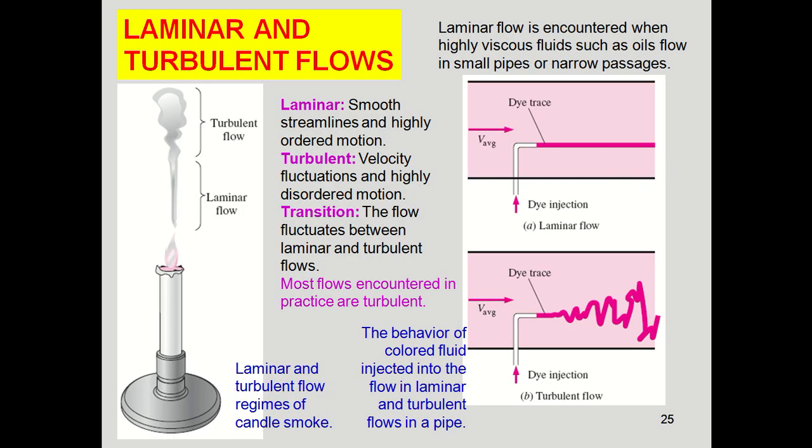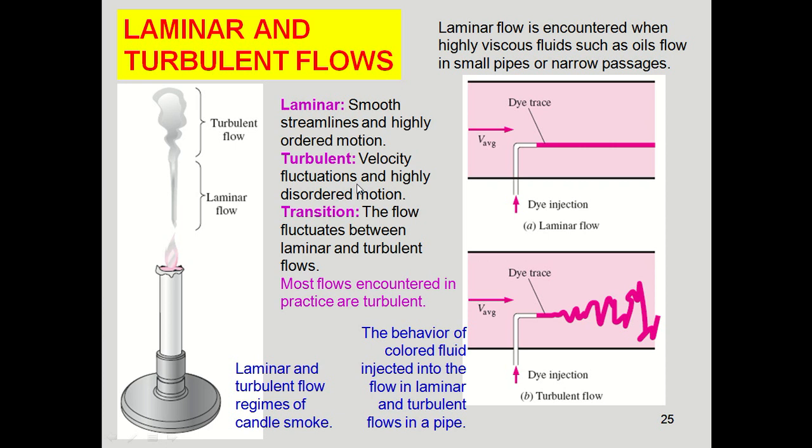Now the next one is laminar and turbulent flow. We have already seen what laminar flow is in the types of fluid flow. Laminar flow is smooth, with streamlines and a highly ordered motion. When the fluid is flowing and the layers of the fluid are parallel with each other and moving, that type of flow is considered laminar.